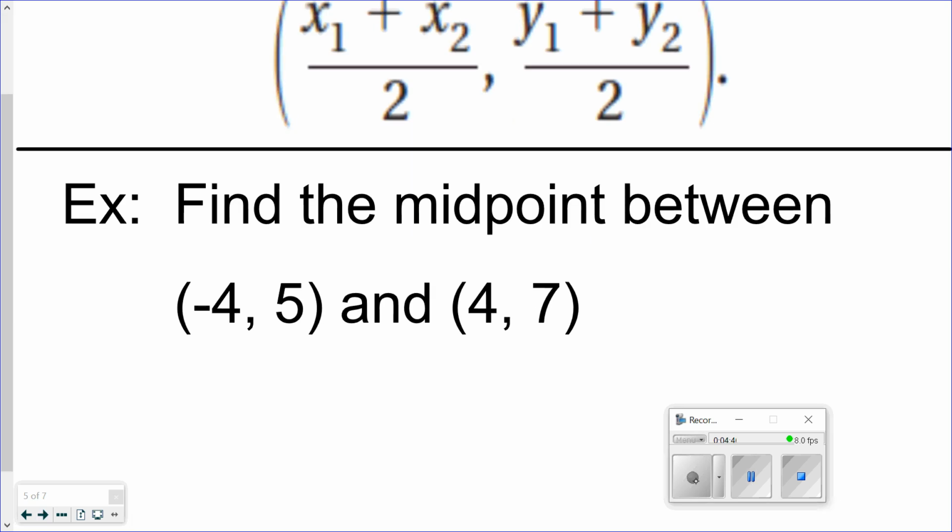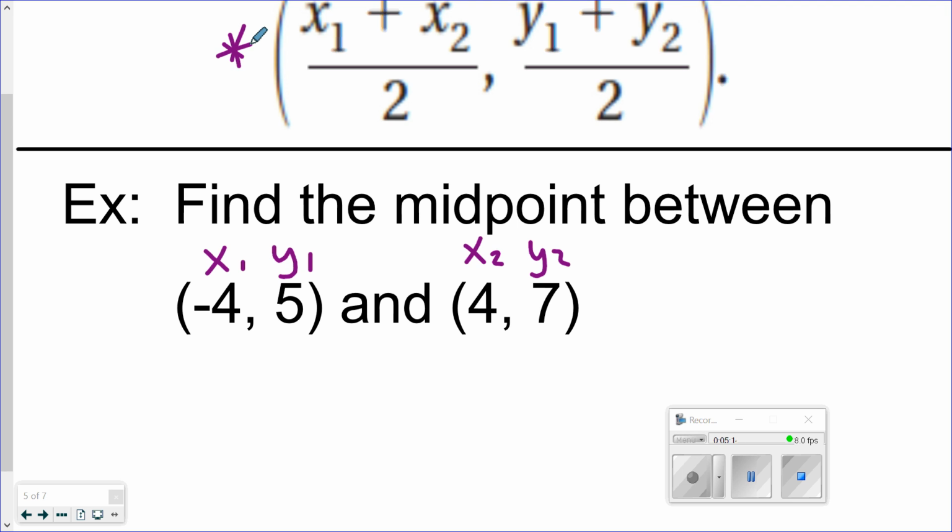So let's try an example together. Find the midpoint between these 2 coordinates, -4, 5 and 4, 7. I'm going to call -4, 5, since that's my first coordinate, x1, y1. 4, 7 is my second coordinate, so I'm going to call that x2, y2. So now I'm just going to plug in those coordinates into my equation.